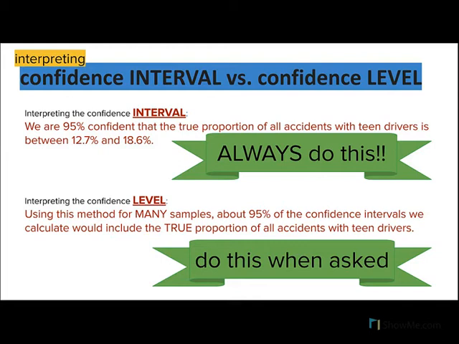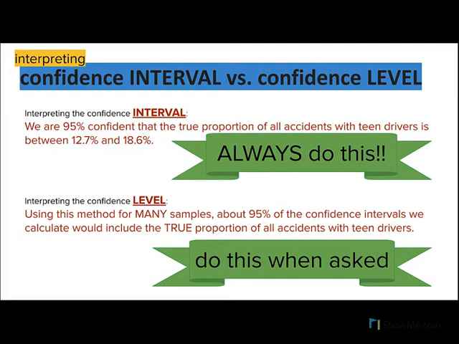But sometimes we will be asked to interpret or explain the confidence level. So the confidence level is explaining what it means to be 95% confident. That is where we would say the thing about using the method for many samples. If I were to repeat this many times, about 95% of the intervals we calculate would include that true proportion of accidents that involve teens.